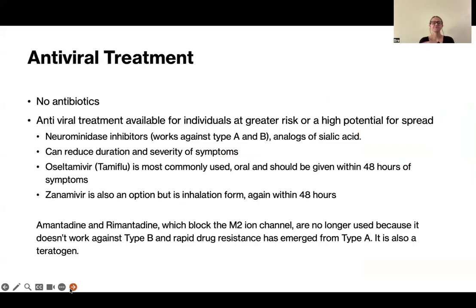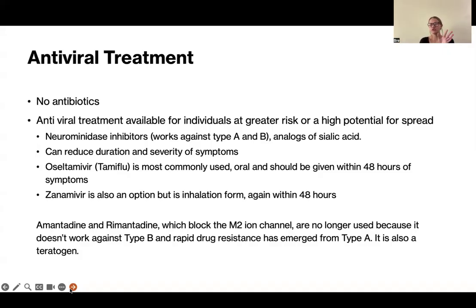Antiviral treatment. This is not a bacteria. This is a virus, so you do not give antibiotics, right? That can even be harmful because it can cause resistance in the community. And antiviral treatment is available, right? It's more so for individuals at greater risk or if they have a higher potential of spread to those at risk. So you're living with elderly family members or you are immunocompromised, something like that.